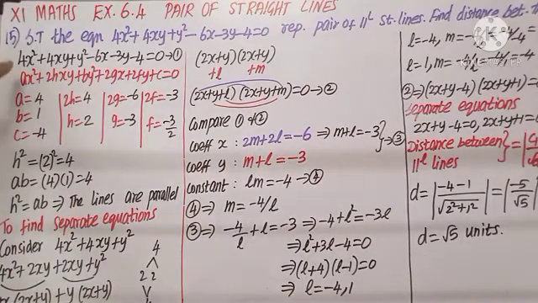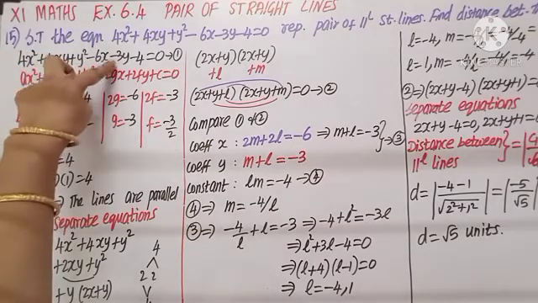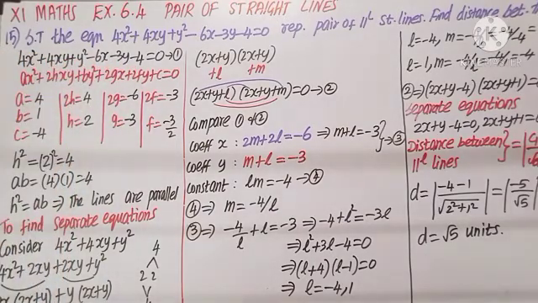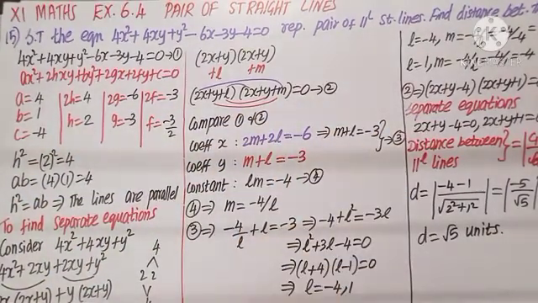As we compare, A is 4, 2H is 4, B is 1, 2G is minus 6, 2F is minus 3, C is minus 4. Since it is given that they are parallel, check H square equal to AB. H square equal to AB tells us the lines are parallel.